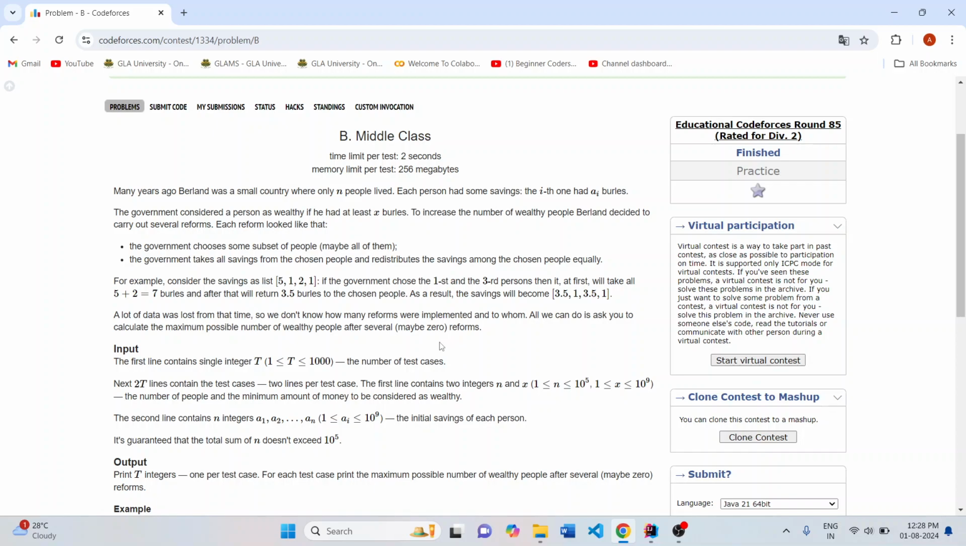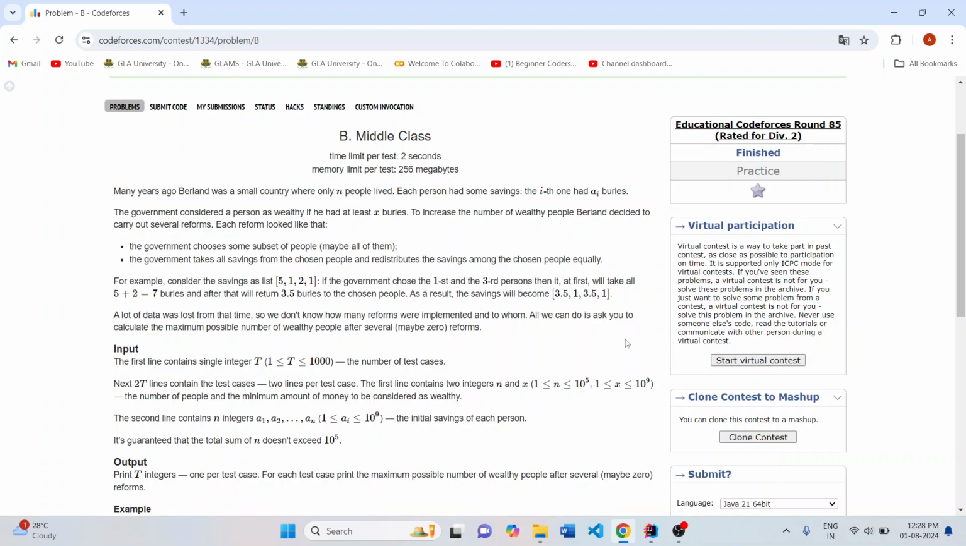For that, we can first of all sort the array. After sorting the array, the wealthy people will be at the end. So we can take them because they will have the best chance of having at least x burles. We will keep on adding their savings, moving from the wealthy to the poor. And if their average is at least x, that means that is a possible answer.